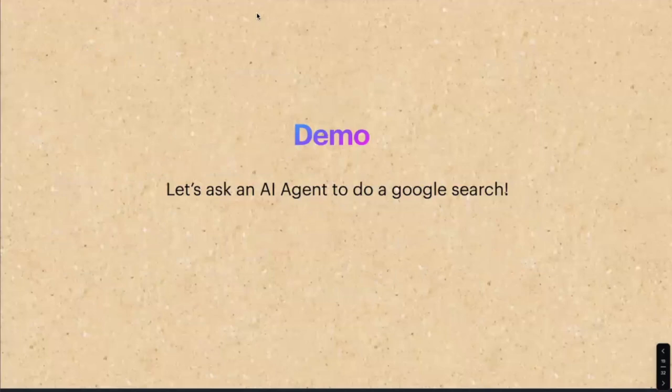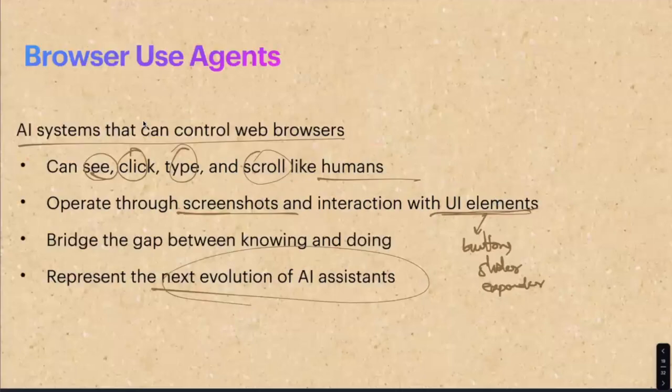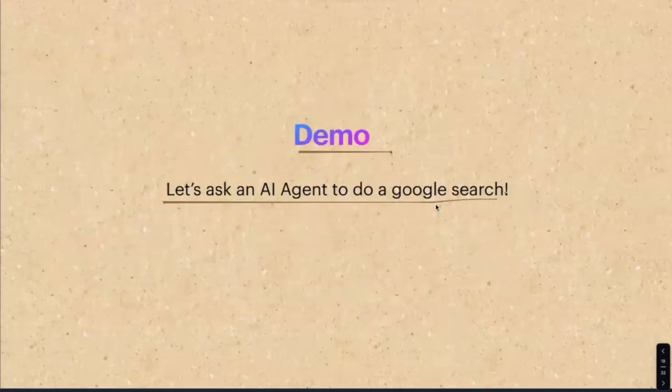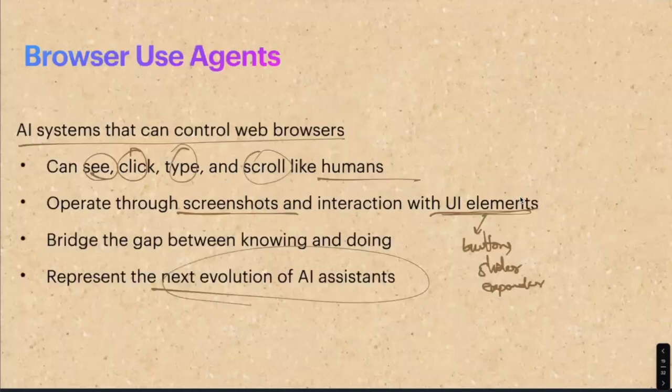Okay, so let me show you a sneak peek of what an AI agent can do. Before an AI is able to do all these things, let us check if it's able to do something as basic as a Google search. If I ask it to do something, can it open a Chrome browser and do a Google search? So let us check if our AI is capable of doing that.